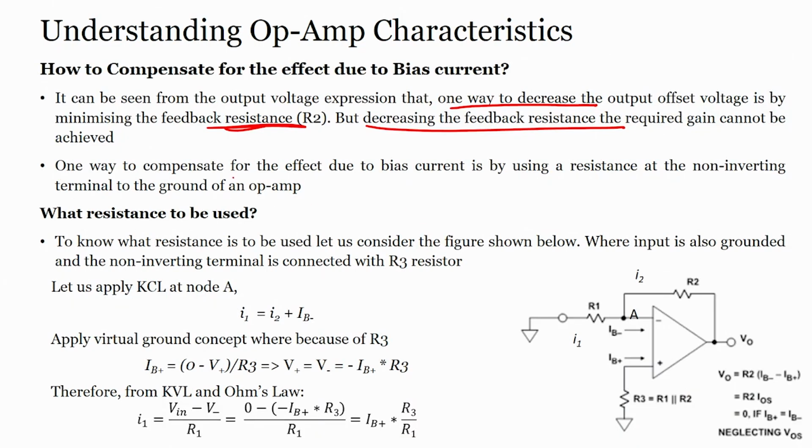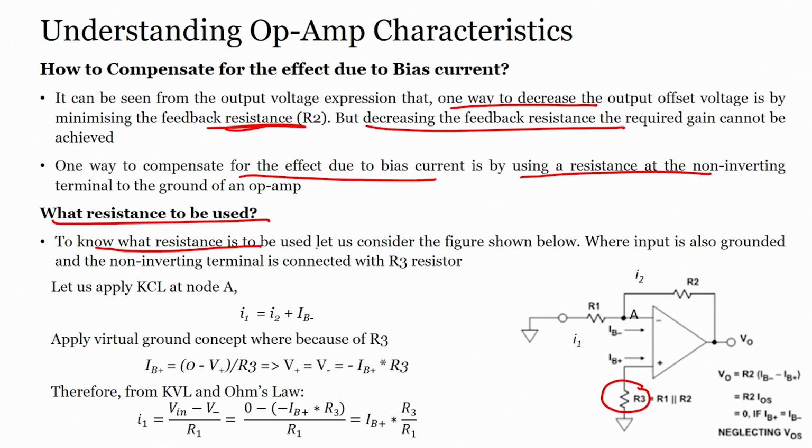One way to compensate for the effect due to bias current is by using a resistance between the non-inverting terminal of an op amp and ground. So, what is the answer? The answer is that we can use a resistor at the non-inverting terminal of the op amp. How is it helpful if I attach a resistor at the non-inverting terminal? So, see what resistance to be used.